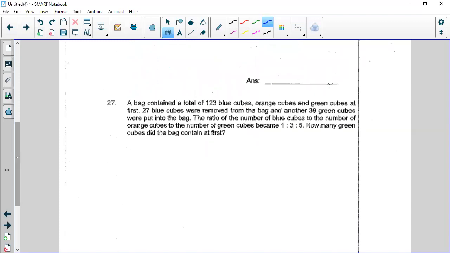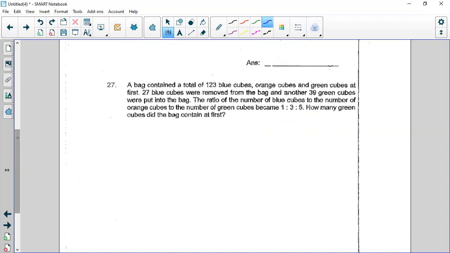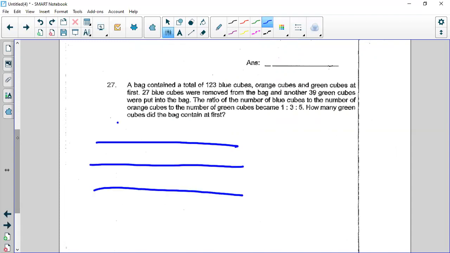Because it's a before and after, you have two methods. You want to draw a model, or you want to use a table method. Which one do you like? Let's use the table method, because if I don't know how to draw the model, then there's a backup. So the table: before, change, after.